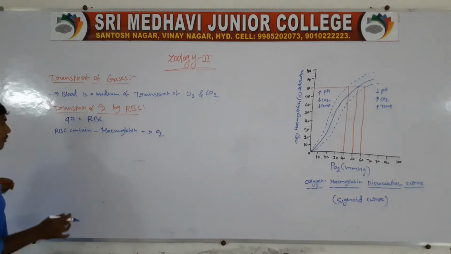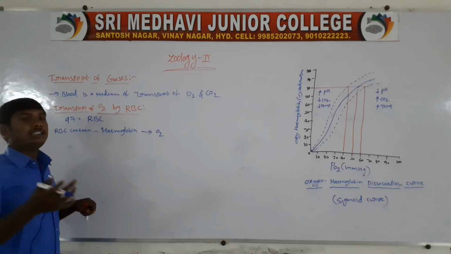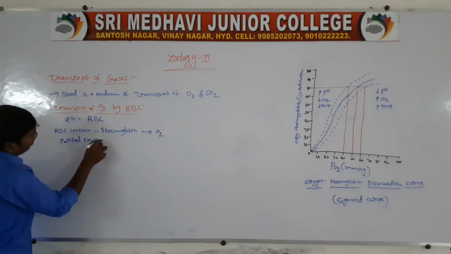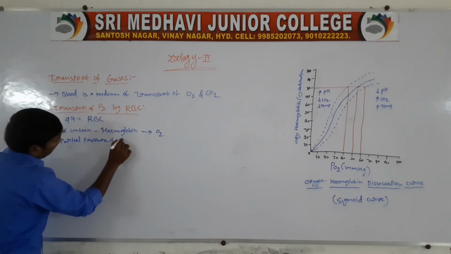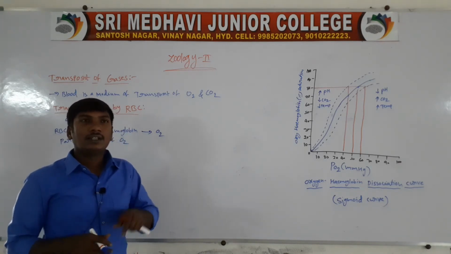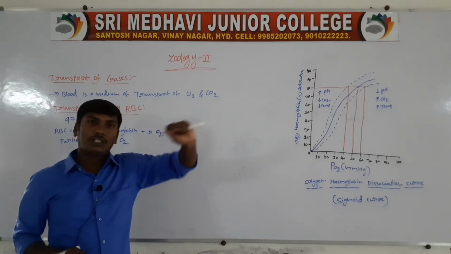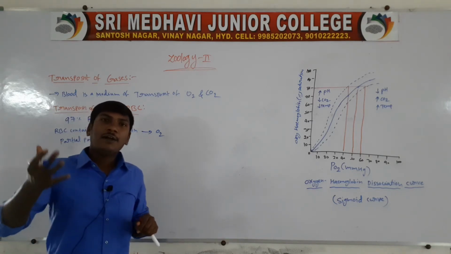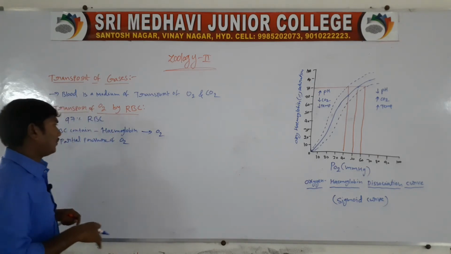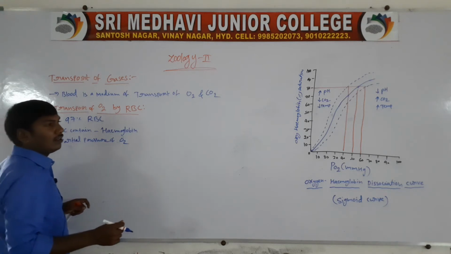The transport of oxygen primarily depends on the partial pressure of oxygen. The oxygen is transported by the RBC on the hemoglobin. Next one, one heme molecule transports 4 oxygen molecules.